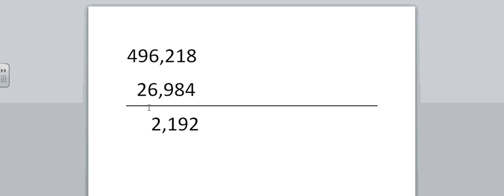9 plus 1 is 10, plus 2 is 12. For the 1, 4 plus 1 is 5. So my total answer should be 522,192. Again, cannot stress this enough. Line it up, line it up, line it up.